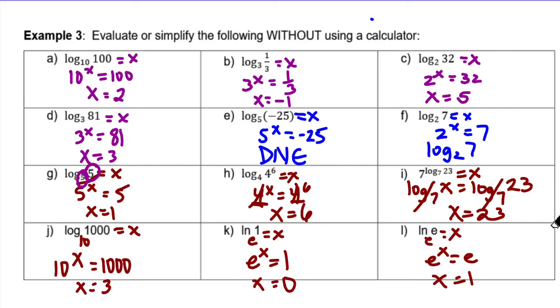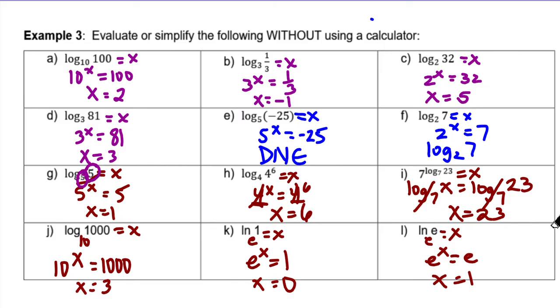K, ln of 1 is equal to x. ln has a base of e, so e to the x is equal to 1. e to what power is equal to 1? e to the 0 power. Anything to the 0 power is 1. So anytime we see ln of 1, that's going to be equivalent to 0. That will come up often in this class, so it's good for you to know that.